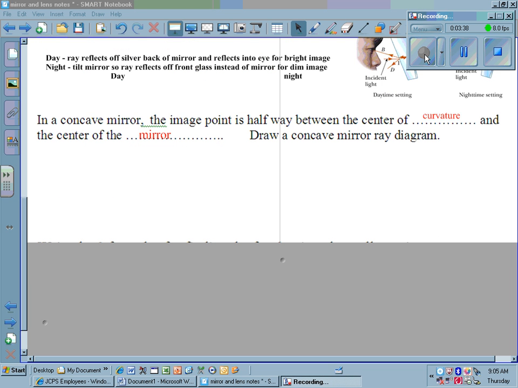So a concave mirror is like the one I've got holding in my hand. It's one where it actually caves in. And the image point is going to be halfway between the center of curvature and the center of the mirror. So let's draw this and see what we can make some sense out of it.